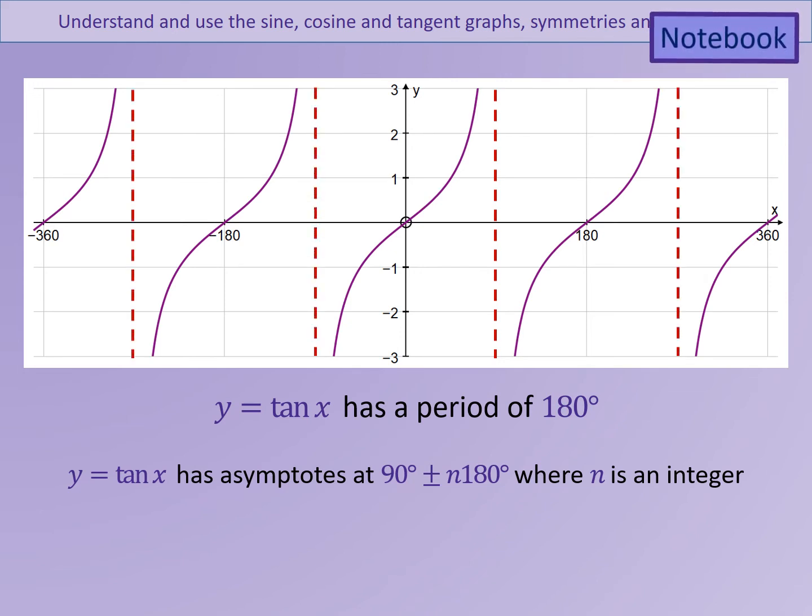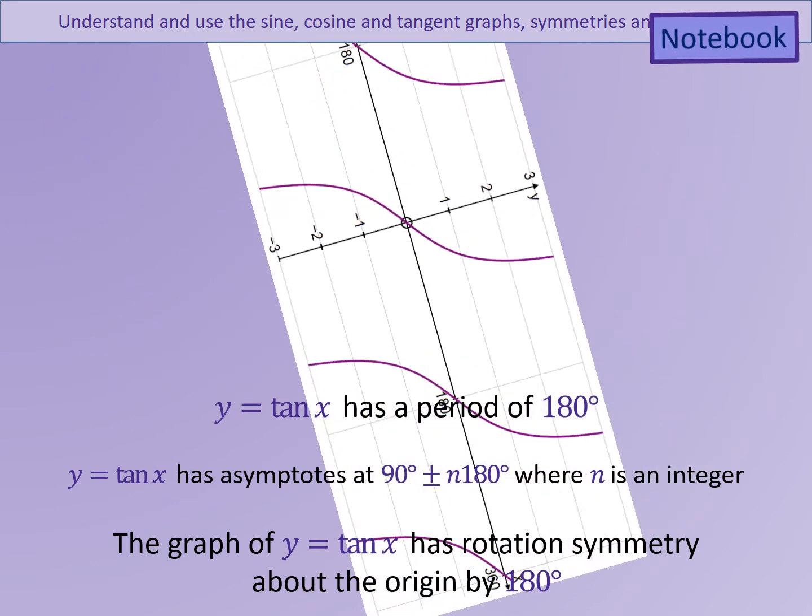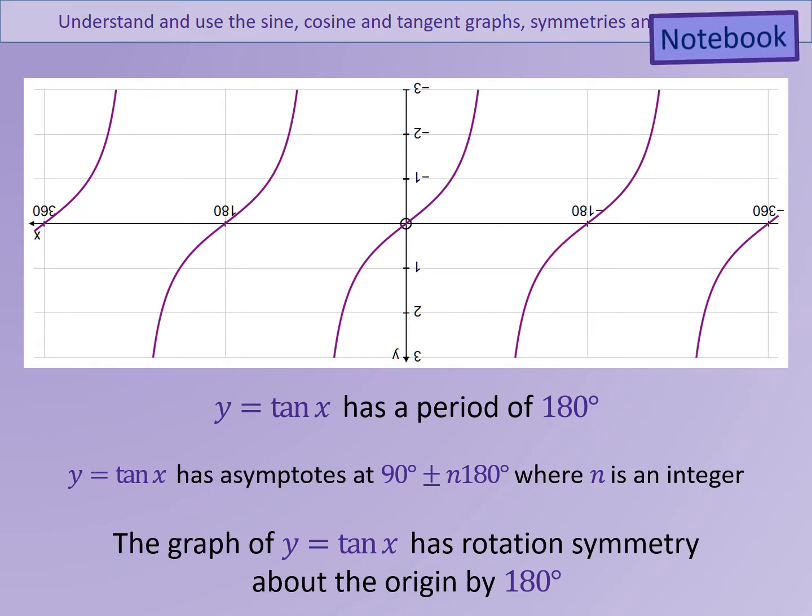So here they all are, described to us from that expression. And then finally, before we move on, a bit like the sine curve, the tangent curve has rotational symmetry about the origin by 180 degrees, shown nicely in that graphic there. So if we turn our page through 180 degrees, the graph of tan x looks the same as it did in the original version.